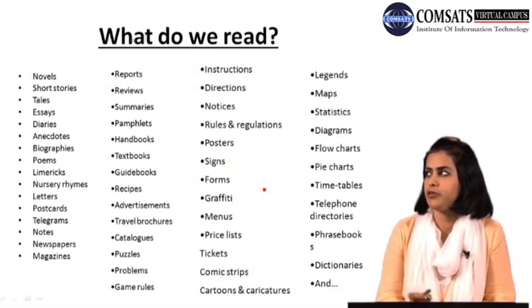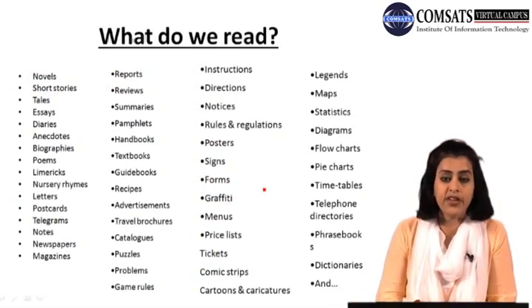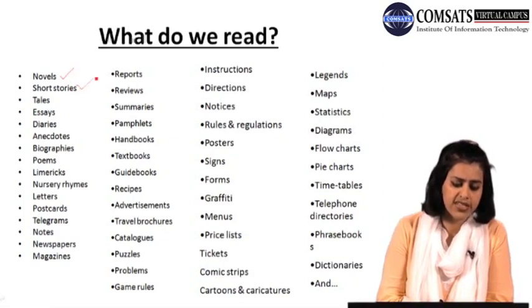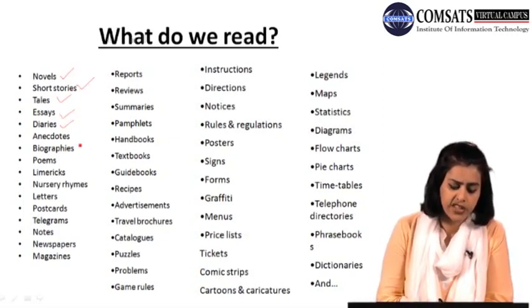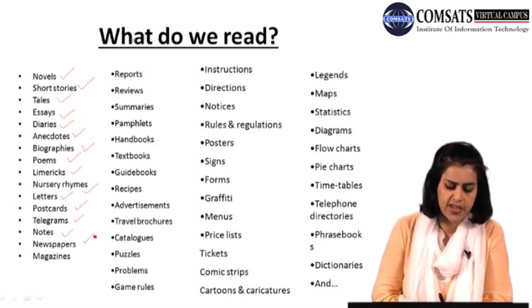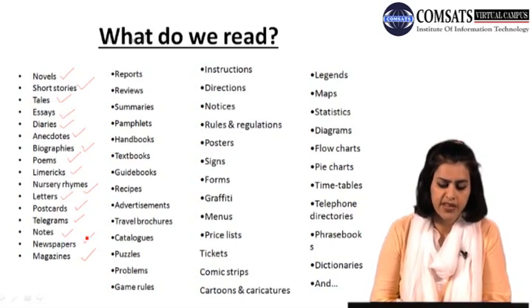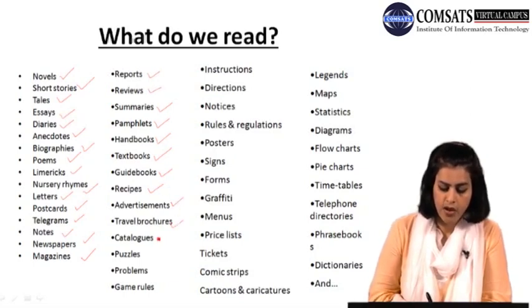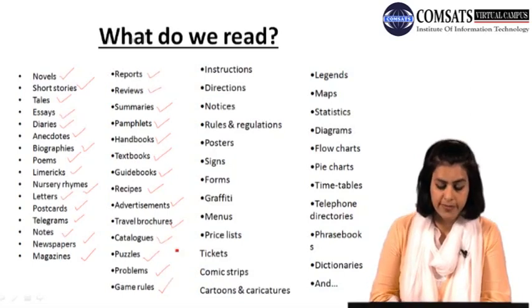So you see a huge list of what we read, and we read a lot of things; there are a lot of bullets on this slide. You read novels, short stories, tales, essays, diaries, anecdotes, biographies, poems, limericks, nursery rhymes, letters, postcards, telegrams, notes, newspapers, magazines, all of this kind of material. Sometimes you read reports, reviews, summaries, pamphlets, handouts, textbooks, guidebooks, recipes, advertisements, travel brochures, catalogs, puzzles, problems, games, rules.